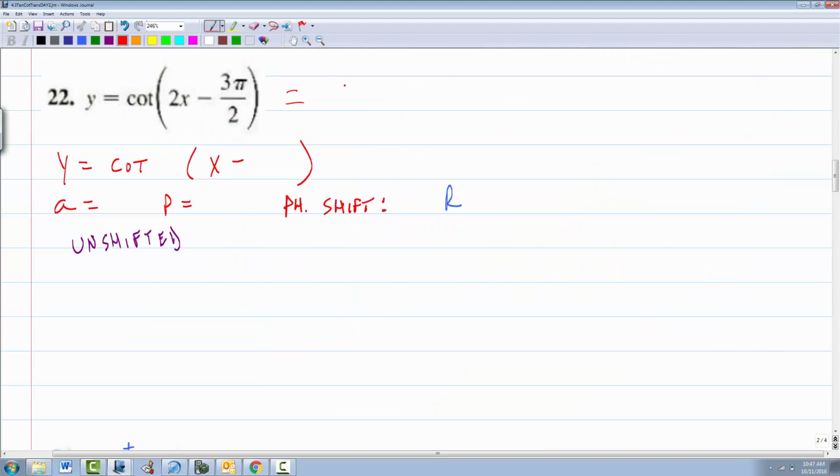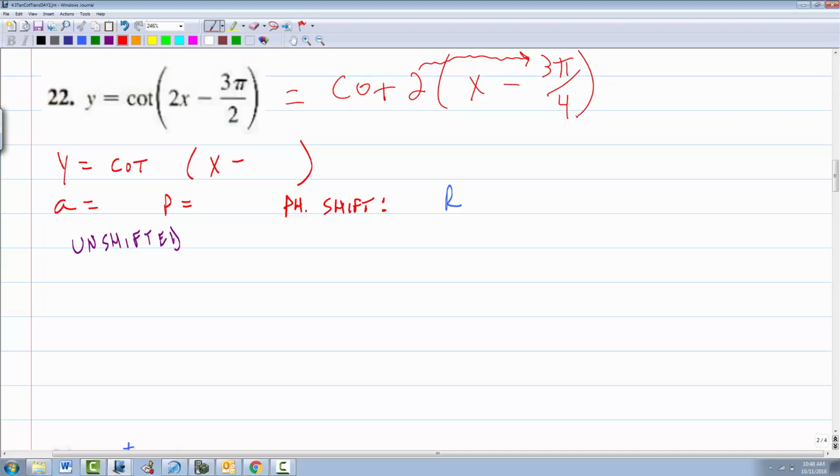Figure it out. Going to take out a 2, and then what does 3 pi over 2 become? Is it 3 pi? A lot of people want to say 3 pi, but what's 2 times 3 pi? 6 pi. That's not even close to 6 pi. What's going on? So it's 3 pi over 4. You divide out a 2.